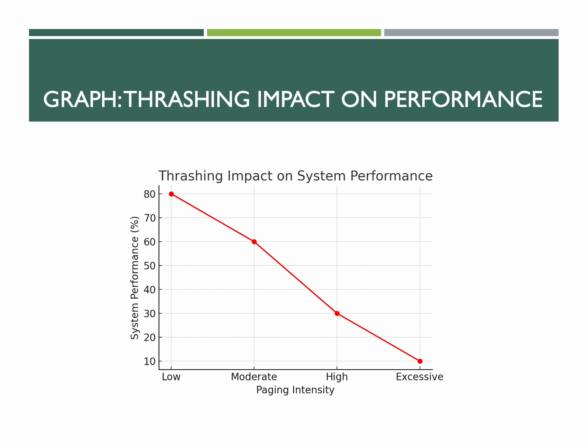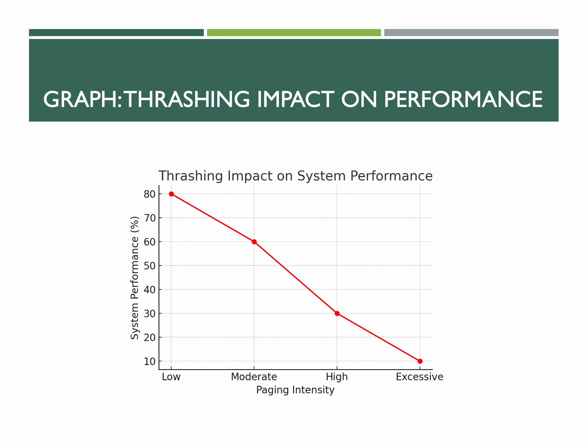At low paging intensity, system performance is high, around 80%, as the system efficiently manages memory. As paging intensity increases to moderate, performance begins to decline, dropping to approximately 50%. This indicates that more time is spent swapping pages. Then at high paging intensity, the system struggles further and performance reduces sharply to about 30%.